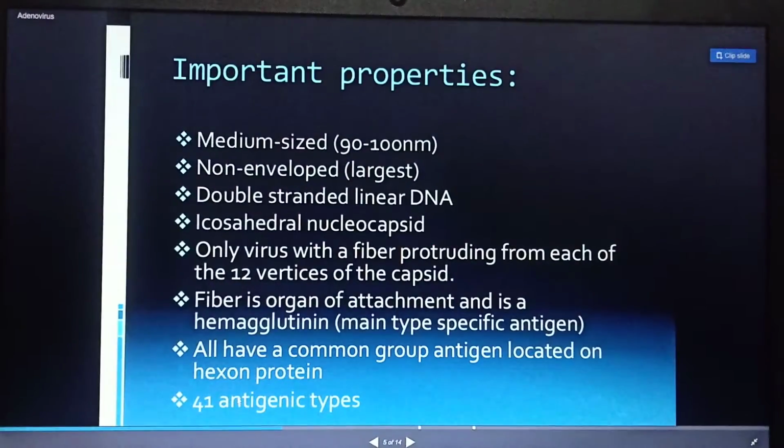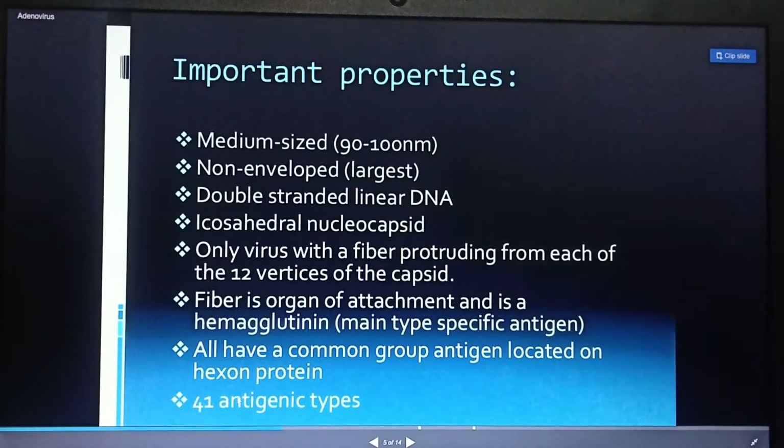So what is the property? Nothing else but the morphology of the adenovirus structure. Okay, so the adenovirus has a medium-sized structure, 90 to 100 nanometers in length, and it is non-enveloped, which means it is not covered. It has double stranded linear DNA and an icosahedral nucleocapsid, which means the capsid covers the whole virus structure. That structure is called an icosahedral nucleocapsid.